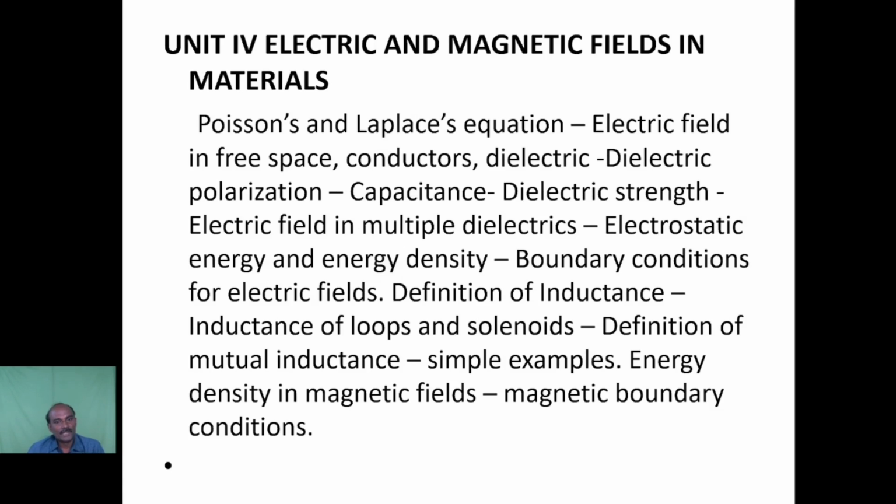Next in unit 4, we have electric and magnetic fields in materials. Previously we have studied the electric field and magnetic field due to the charge at rest and the charge in motion. But what will be the effect of these electric and magnetic fields on materials? Electric and magnetic fields in materials. Capacitor is an electric material. Magnetic material is inductor. So respectively, capacitor and inductor are electric and magnetic materials. So what about the electric and magnetic fields in these inductors and capacitors?